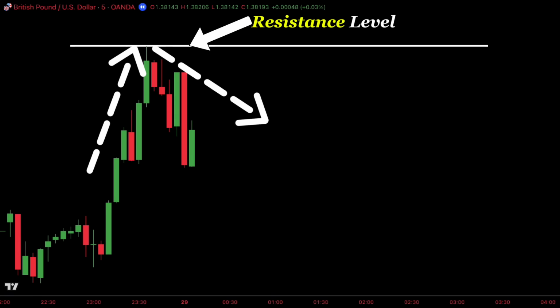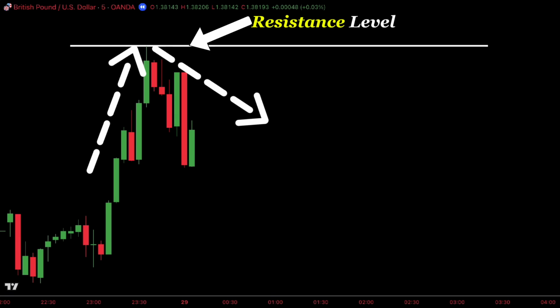So the question is, if this level meets the criteria of a high-quality level, why didn't it work? The answer is simple. A key level on its own is not enough. A support or resistance level is just an area where price has a higher probability of reacting, but it does not guarantee a reversal. That's why we need additional confirmation before entering a trade.